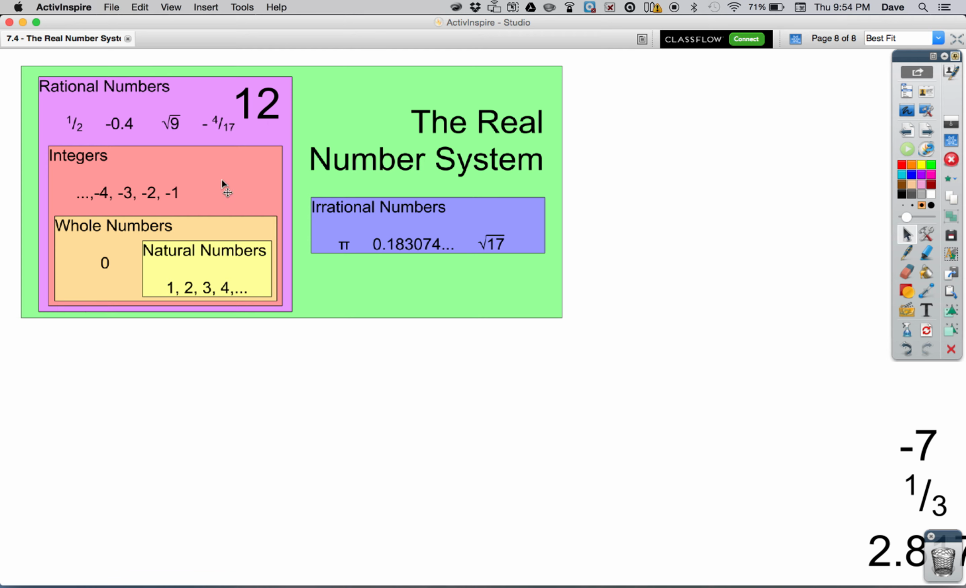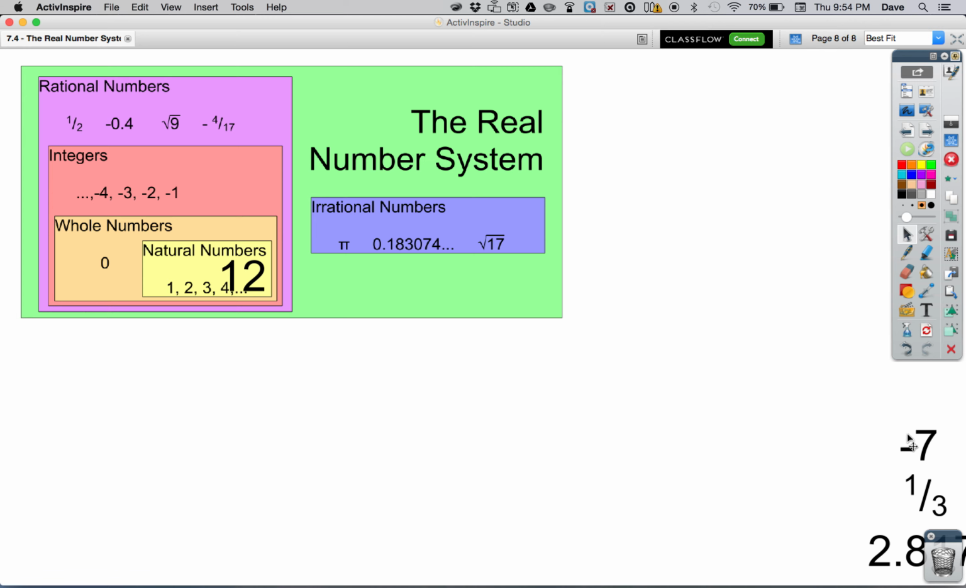But let's see if I can go deeper into this category. Could I consider it an integer? Well, yes. It fits in this integer category because if you think about it, 12 is also a whole number and it's also a natural number. So since I can place 12 that deep inside my Venn diagram here, that 12 counts as a natural number, a whole number, an integer, and a rational number, but not irrational.